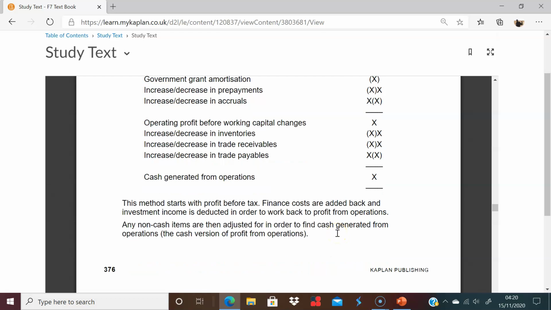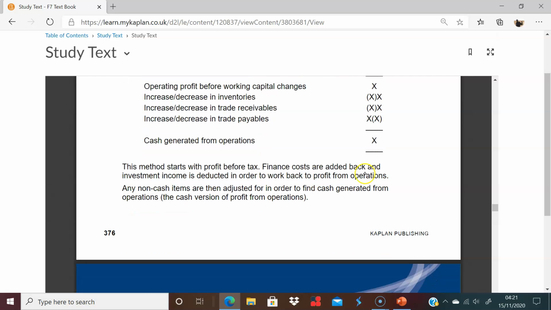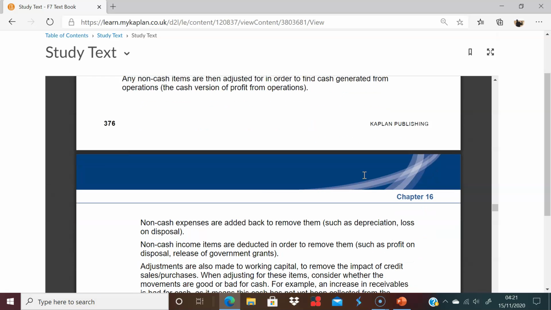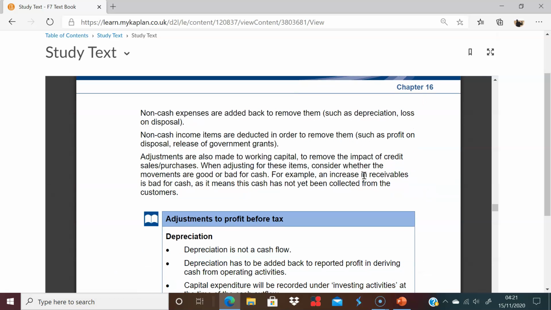Since this method starts with profit before tax, I don't have a problem with that. I think you could have gotten to here, profit before tax, adjusted for finance costs and investment income, and called it profit from operations. Then you could have adjusted onwards. It doesn't really matter. The key point is to take the profit figure you're given and start working upwards. Right. So this is where we are.